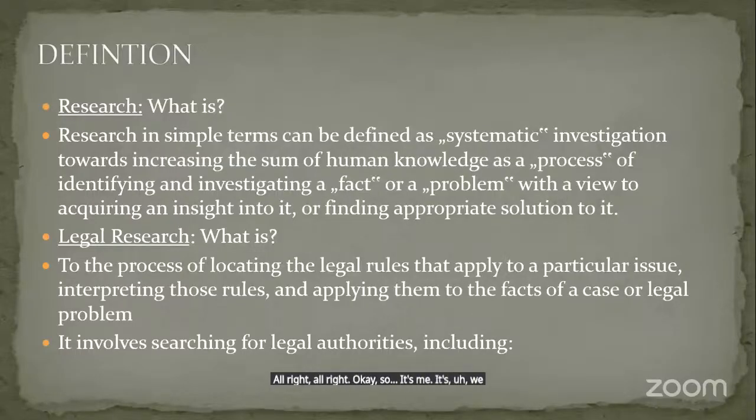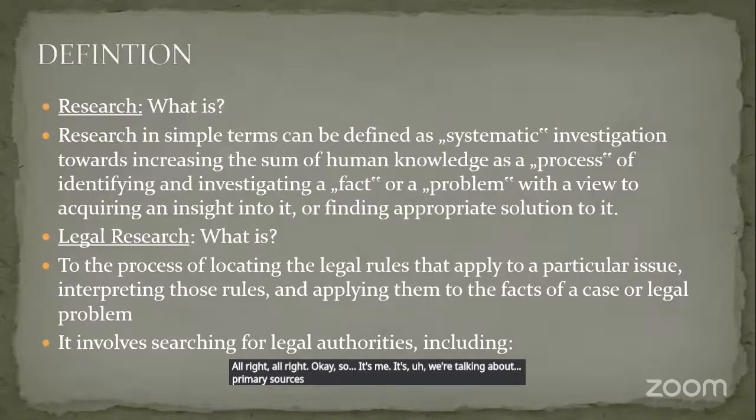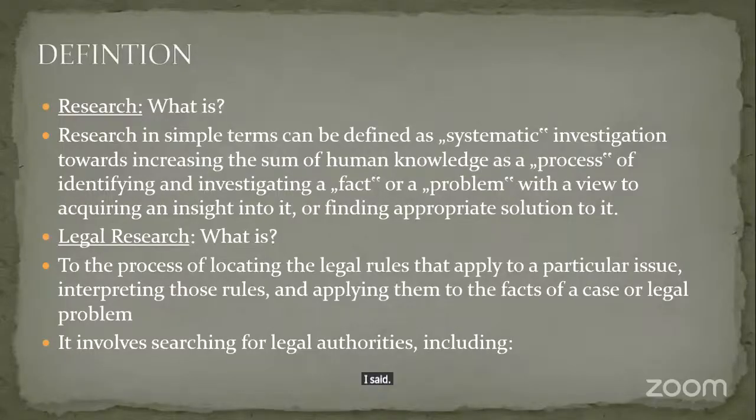So we're talking about primary sources and secondary sources. I said primary sources will include sources like the Constitution, statutes, case law, and treaties. While on the other hand, when we talk about secondary sources, we refer to textbooks, academic articles, legal dictionaries, and encyclopedias. So, therefore, this will give us an idea of what legal research is all about.